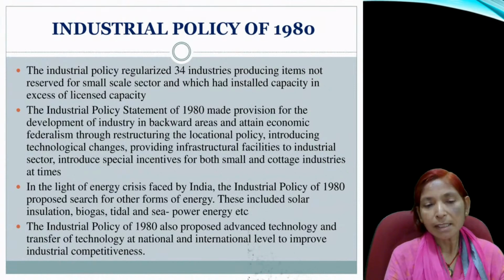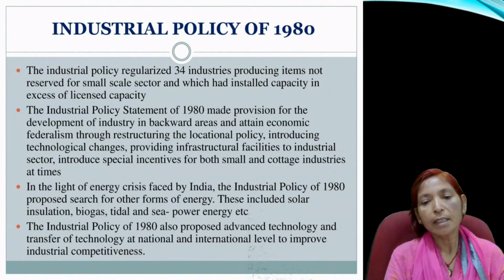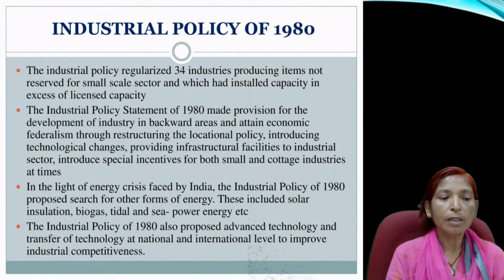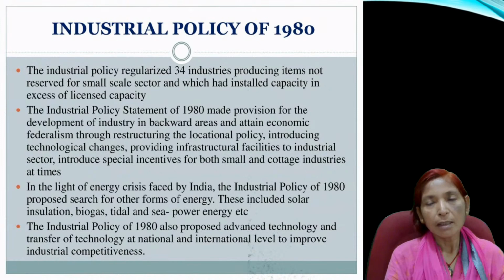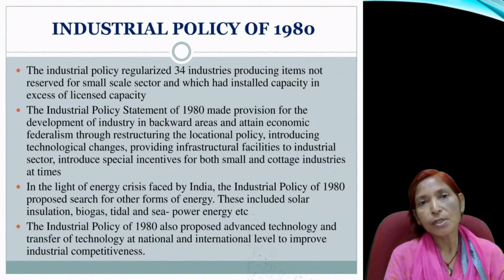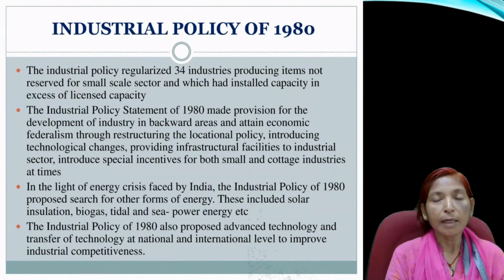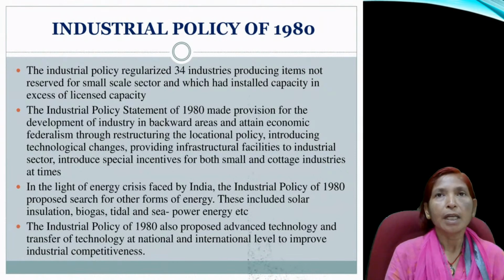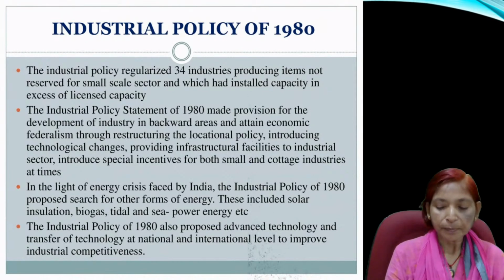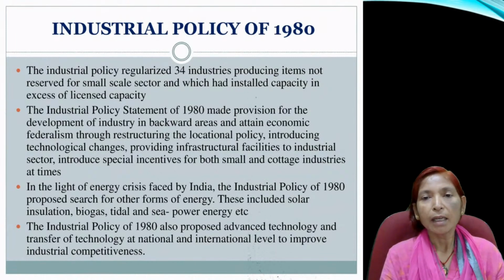In the light of the energy crisis faced by India, the industrial policy of 1980 proposed a search for other forms of energy. These included solar insulation, biogas, tidal and sea power energy, etc. The industrial policy of 1980 also proposed advanced technology and transfer of technology at national and international level to improve industrial competitiveness. This is the main aim of the Industrial Policy Resolution of 1980.